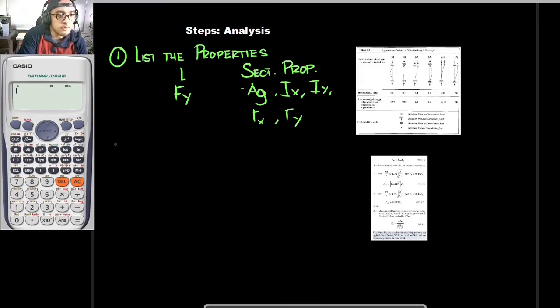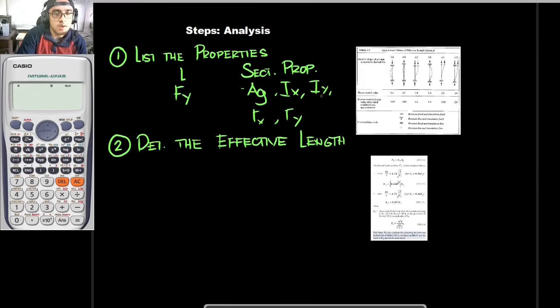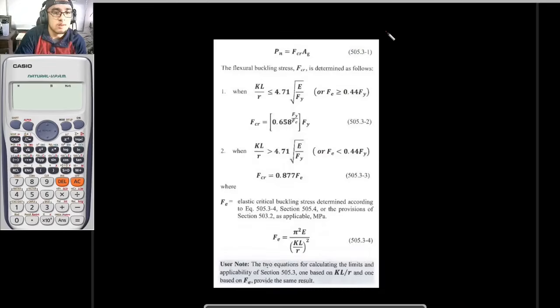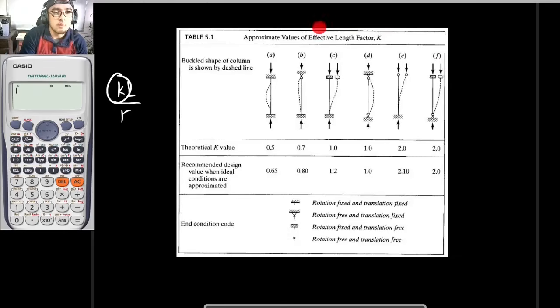So for step 2, ang gagawin natin dyan is to determine the effective length. Okay, so paano natin makuha yung effective length na yan? We would be using this particular table right here. So, eto siya. So, ito yung gagamitin nating table.